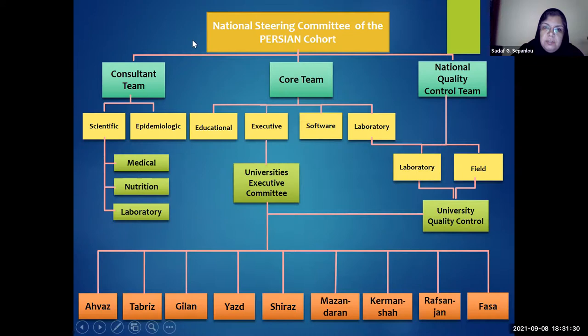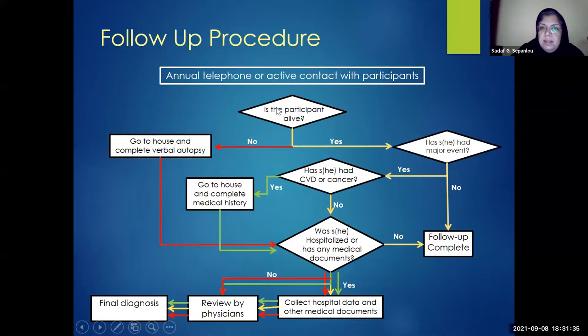Okay, this is the procedure for follow-up. Annual telephone or active contact with participants is made. If the participant is deceased, the central team goes to the house and completes a verbal autopsy to define the diagnosis, the cause of death. And if the participant is alive, she or he is asked whether they have had any major event. If no major event has happened, the follow-up is complete. If she or he had a major event, the cause will be inquired based on the medical documents that she has. And the final diagnosis will be made by physicians who diagnose both the cause of death or the cause of the event.